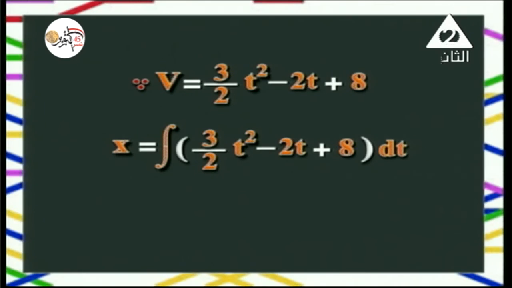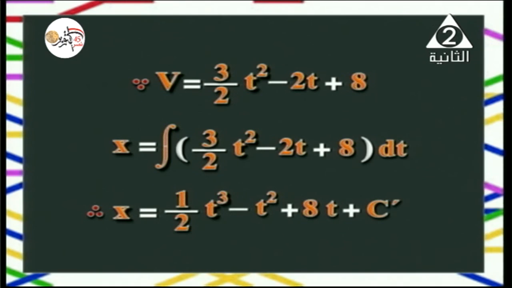Therefore, x equals the integration of (3/2 t squared minus 2t plus 8) dt. The answer is 1/2 t cubed minus t squared plus 8t plus c dash. What is c dash? The constant of integration. What is the value of the constant of integration, my dear student?